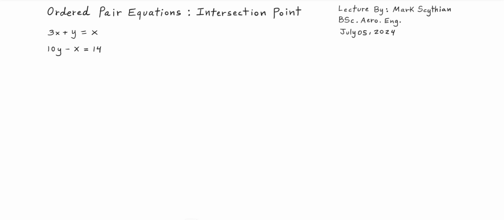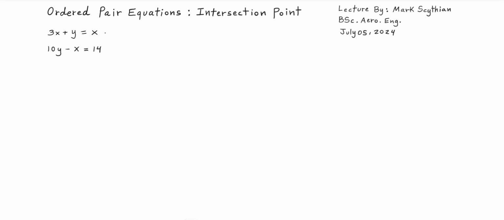So this lecture is going to focus on solving ordered pair equations, two different linear equations, and finding their intersection point. We can solve this graphically or we can solve this mathematically. So this is a method to solve these equations' intersection point mathematically.